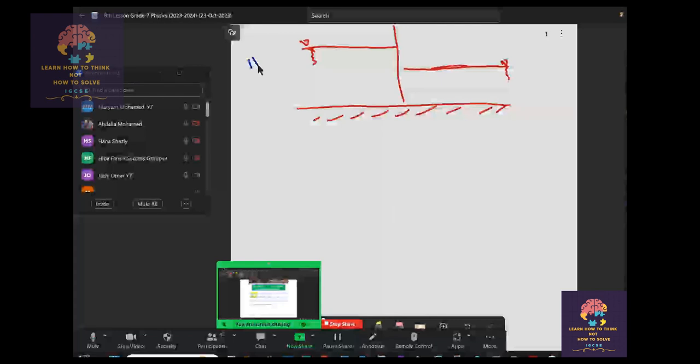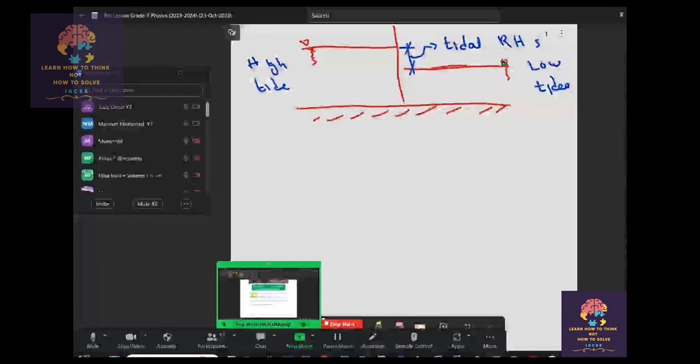High tide. Okay. The right hand side is called what? Low tide. Excellent. So the tidal range is what? Tidal range is the difference, this distance. The difference between the surface of water during high tide and the surface of water during low tide is called what? Tidal range. Okay.